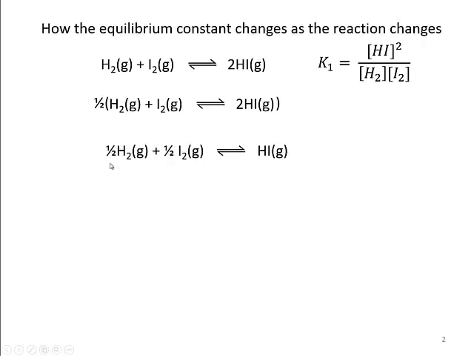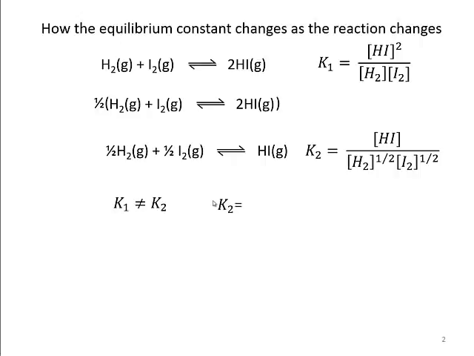Well, the reaction then is, of course, 1/2 H2 plus 1/2 I2 forms a mole of HI, and now the equilibrium constant is different. HI is to the first power, and H2 and I2 are both raised to the 1/2. So clearly the relationship K for the first reaction is not equal to K for the second reaction, but they are related. So K2 does relate to K1, but in what way?